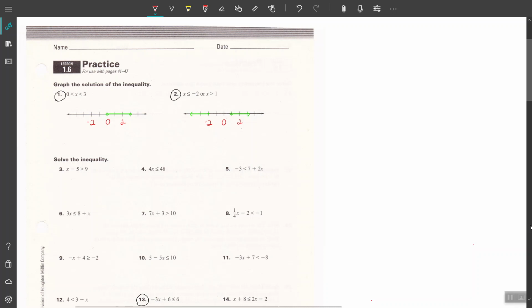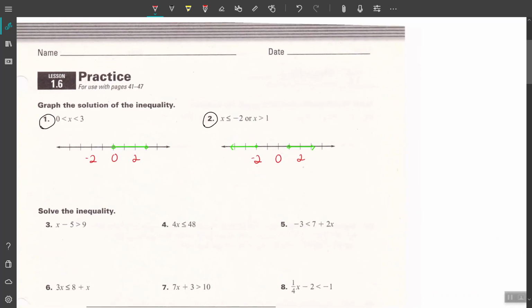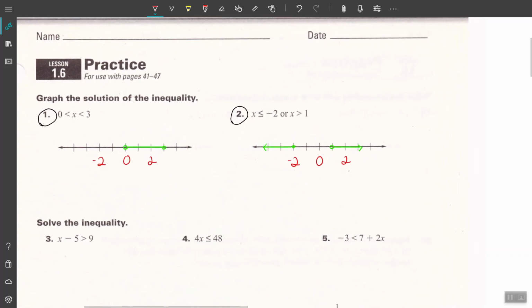Okay, well, let's get started on lesson 1.6. We're going to be working with inequalities here. And you can see I already have the first two problems done for you. I just wanted to review this with you, so I went ahead and completed them.